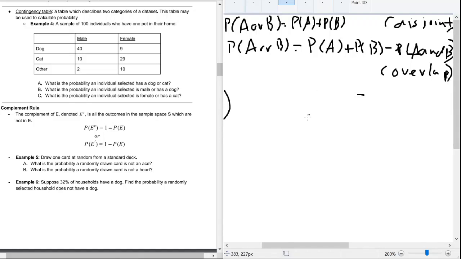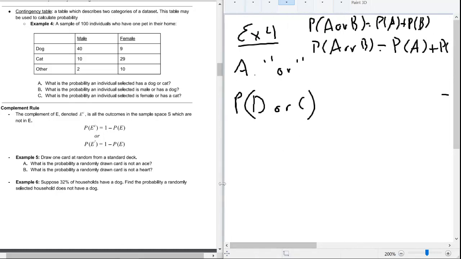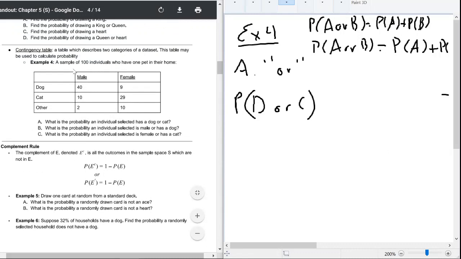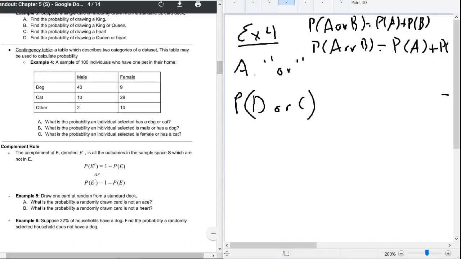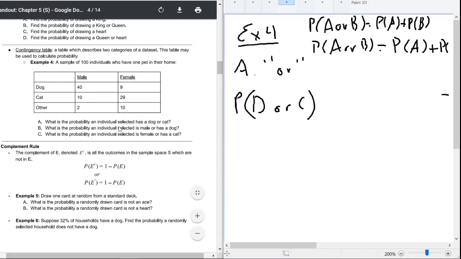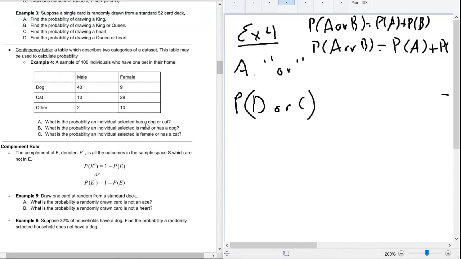So going back to our example, here it says a sample of 100 individuals who have one pet. So that's the important thing, only one pet in their home. So if I randomly select an individual, is it possible for that individual to have both dog and cat? Since they can only have one, the answer is no. So dog and cat, there is no overlap between those two events. So here we're dealing with disjoint, so we're going to take the probability of dog plus the probability of cat.